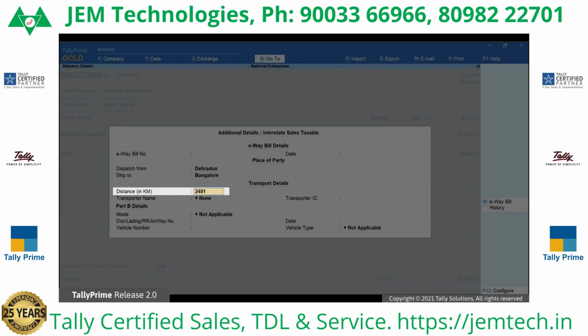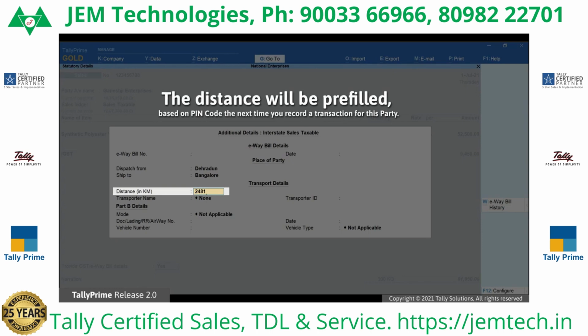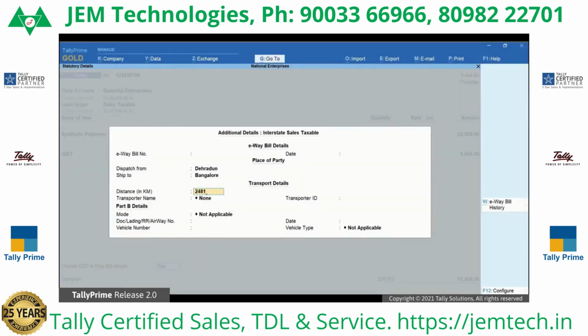Now enter the distance in kilometers. This is distance between the addresses of the consignor and consignee. The validity of your e-way bill depends on the distance entered in this field. The next time you record a transaction for this party, distance will be pre-filled based on the address and PIN code mentioned in the party ledger. Select the transporter name.